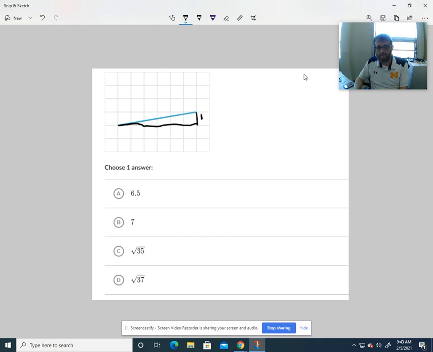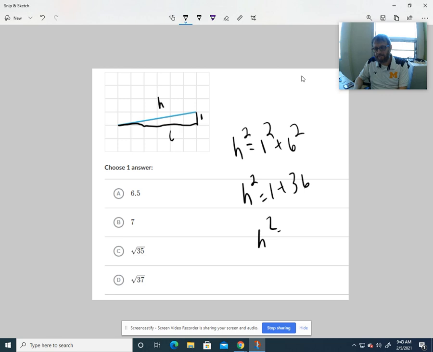This is 1. This is 1, 2, 3, 4, 5, 6. So H squared, this is my hypotenuse again. That's 1 squared plus 6 squared. That's 1 plus 36. That's 37. So it's the square root of 37.